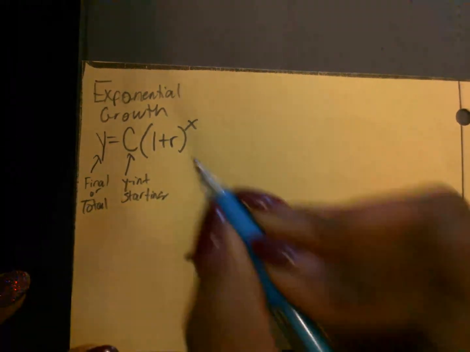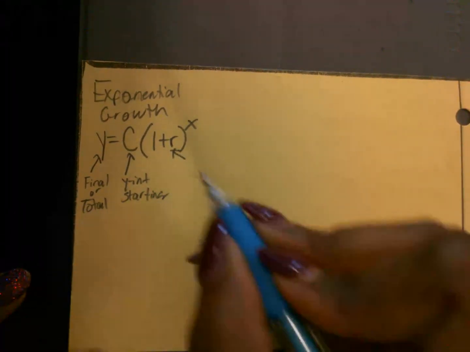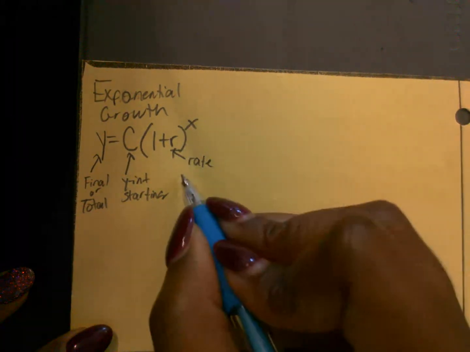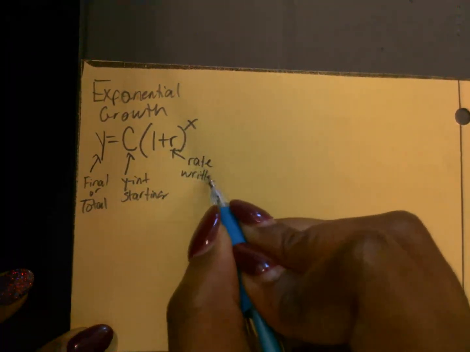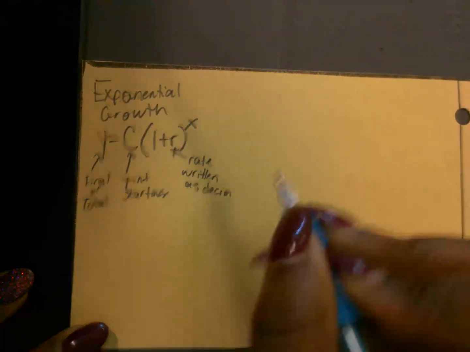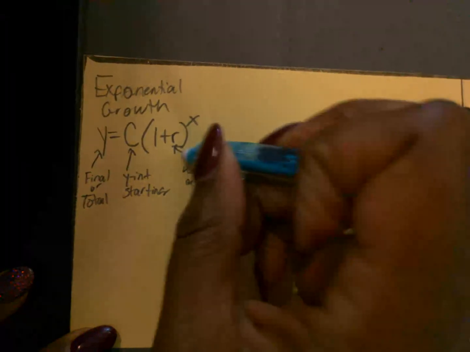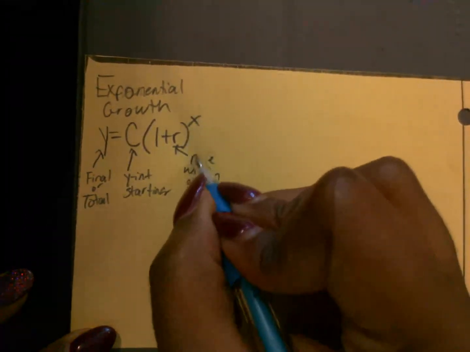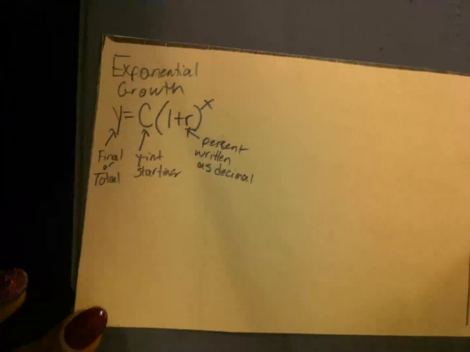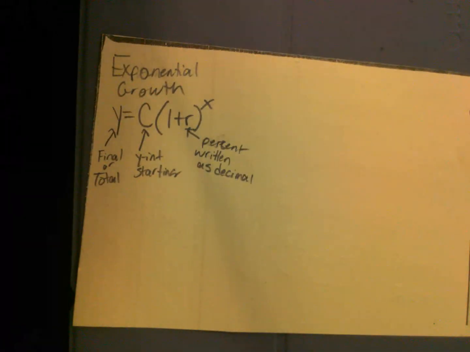1 is 100%. The r is the rate written as a decimal, or percent written as a decimal. I better say percent. Okay, that's exponential growth. What did y say? Total.